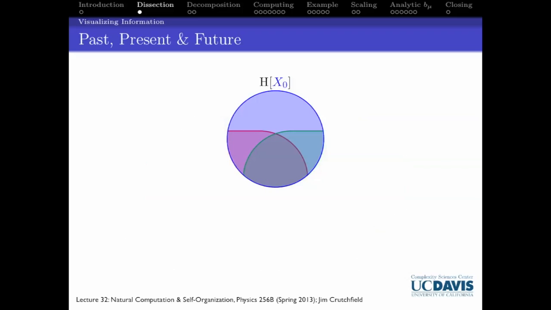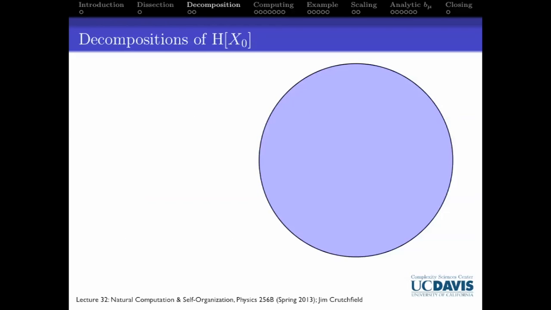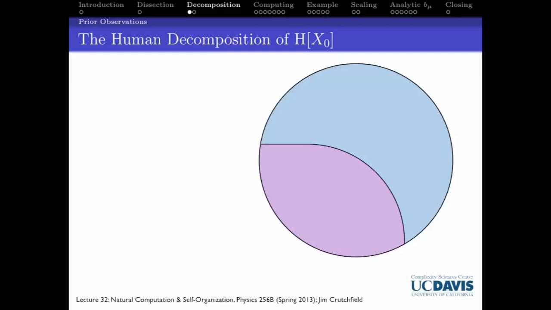And I'm just going to expand that circle out here. And we're going to look at one primary decomposition to it. Or two, really. The first one is the one we've already seen before, which I'll call the human decomposition, because it's the decomposition that's induced only by the past.